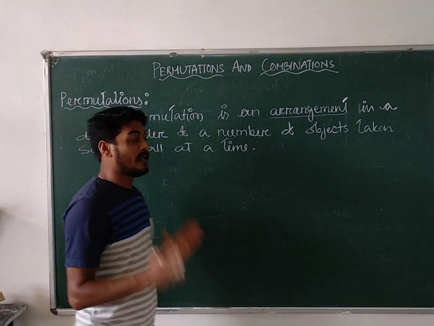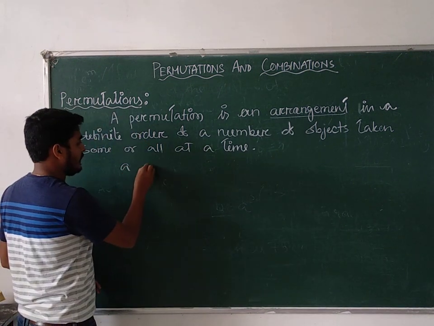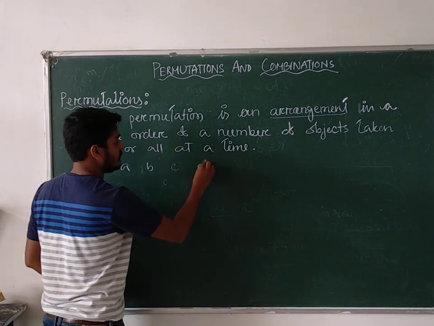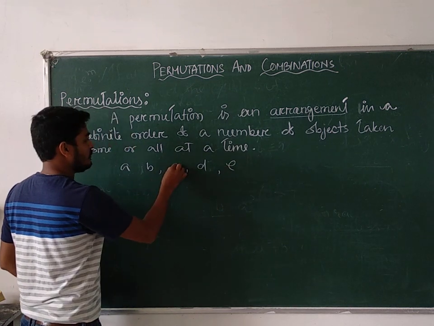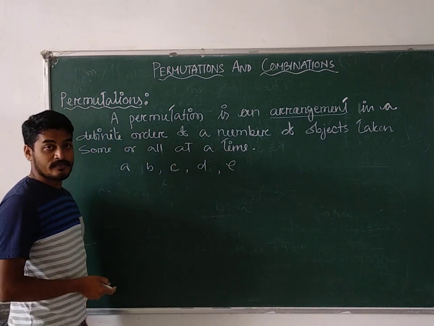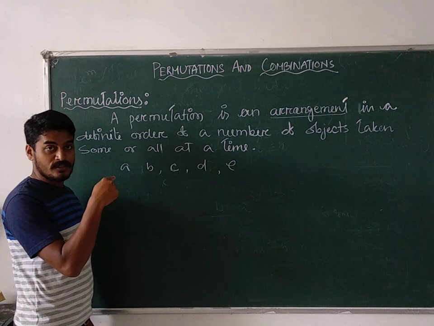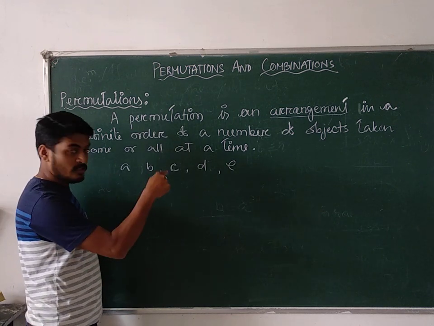So let me explain once again. Suppose A, B, C, D and E, 5 objects are given. 5 letters are given. From the observation, you have come to know that all the objects are distinct.